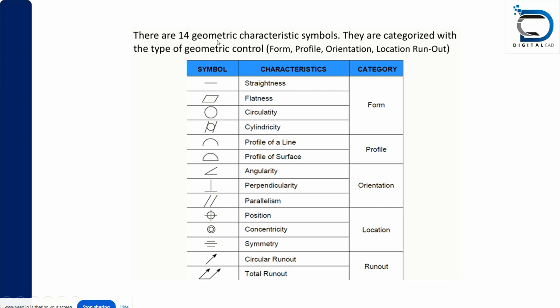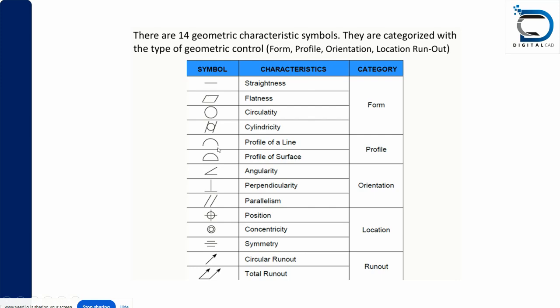So you should know at least all these symbols. Okay, so you can see there are 14 geometrical characteristic symbols, mainly. So if they are asking you to draw the flatness symbol, you have to draw this flatness symbol. If they are asking to draw the angularity symbol, this is angular. Category wise also you need to understand that in the form there are four types, in the profile there are two types, in the orientation there are three types, in the location there are three types, and in the runout there are two types, so total will be 14.